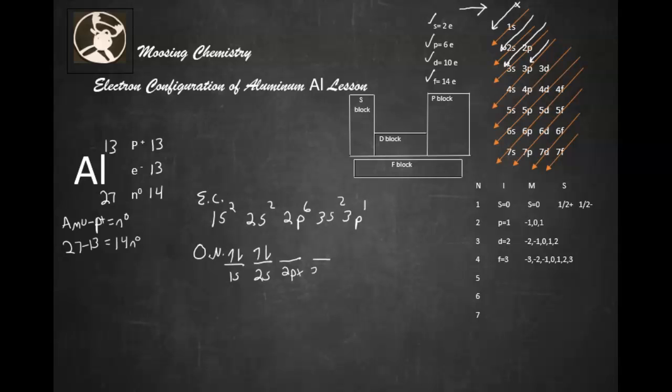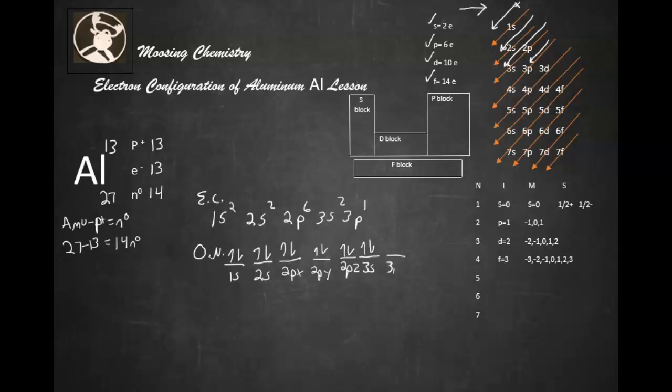Then we have 2px, 2py, and 2pz. So we go 1, 2, 3. Following Hund's rule, 4, 5, and 6. Pretty easy, huh? Then we have 3s, up and down.